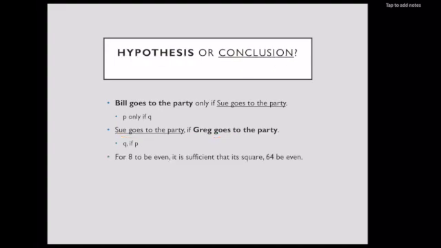Next I have, for 8 to be even, it is sufficient that its square 64 be even. Okay, so this gives me P is sufficient for Q. Let's let this be our hypothesis, P, and this be our conclusion, Q.